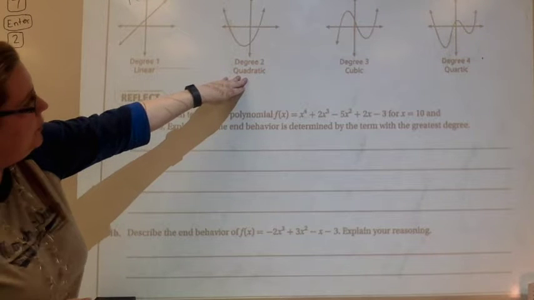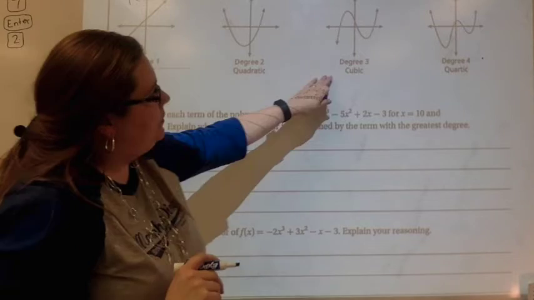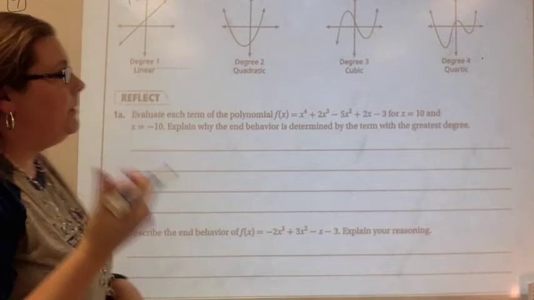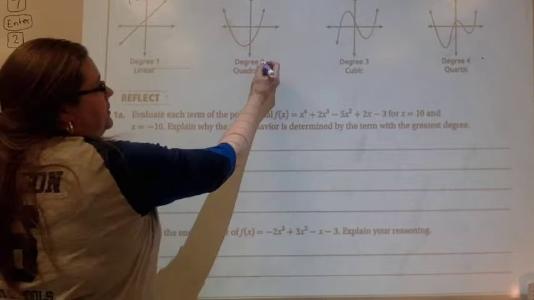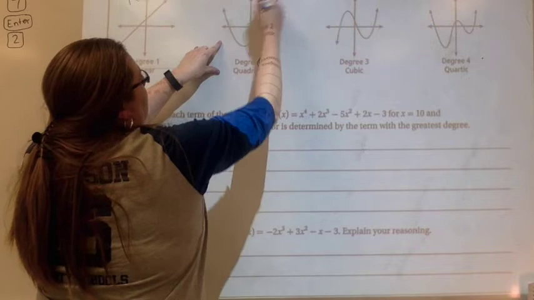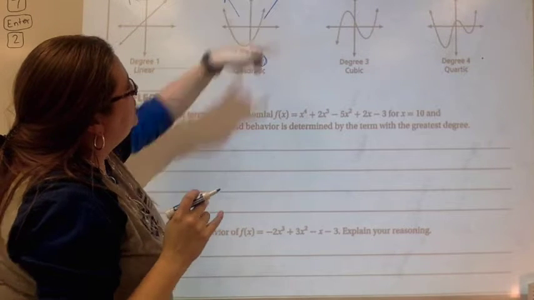Here we're talking about a degree 2, which is a parabola. This is a quadratic. Degree 3 is called cubic, and remember degree 4 is called quartic. Pay attention to the behavior of these graphs. This is a positive degree, and it is going through both the first and second quadrants.